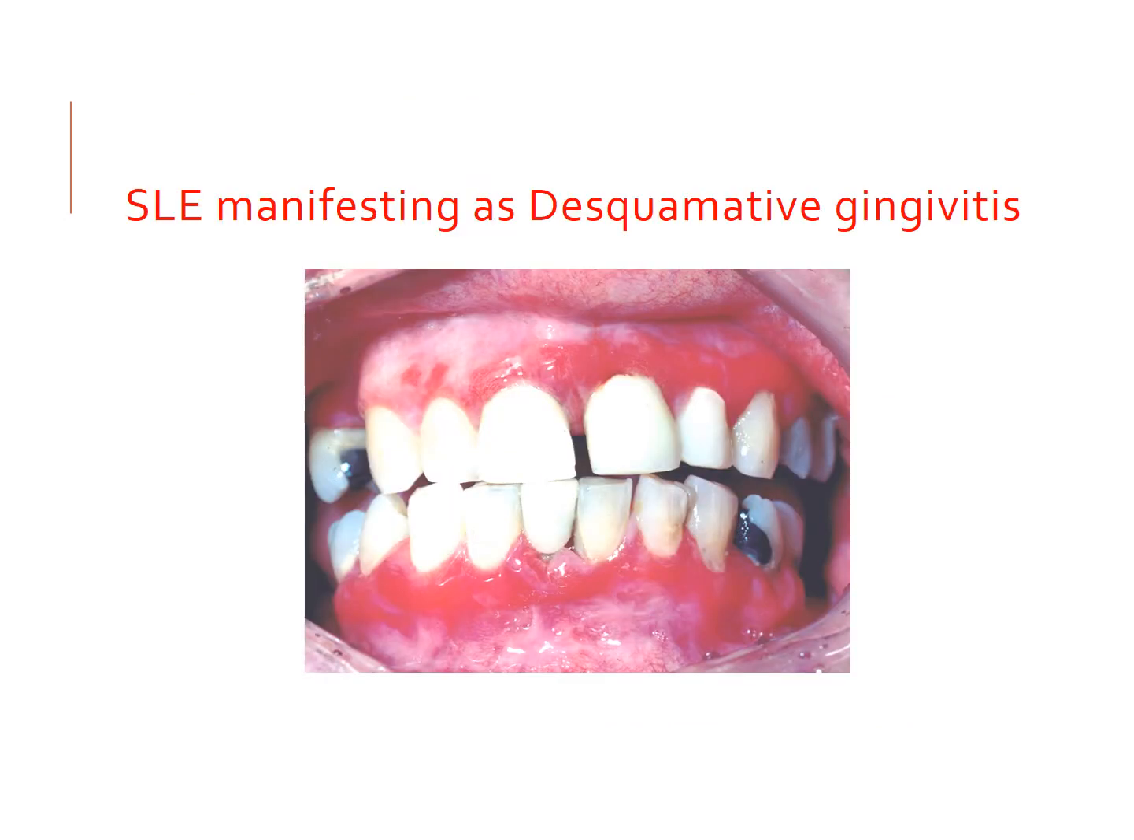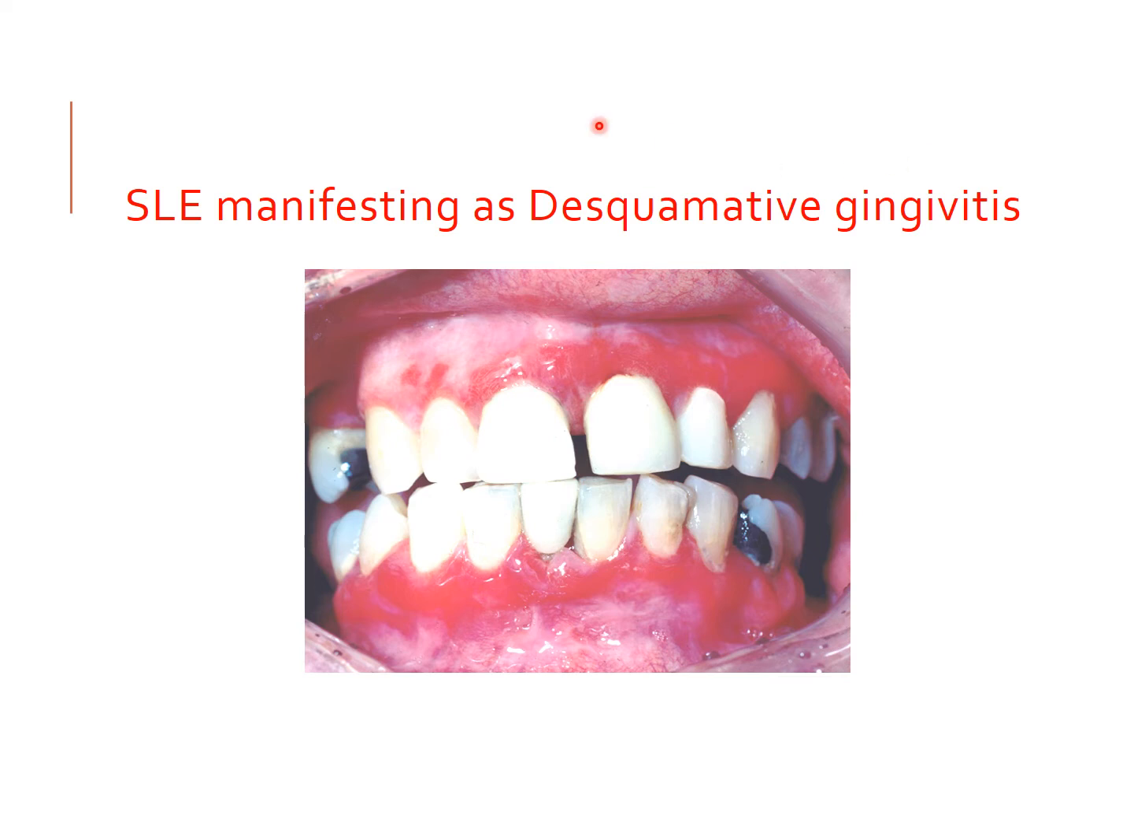So now again, this is a case of SLE manifesting as desquamative gingivitis, extremely erythematous. Now looking at this, you cannot think of it as simple gingivitis. Neither can you call it periodontitis. There is so much erythema of the gingiva, and it looks absolutely unexplained. Right, so this type of manifestation is called desquamative gingivitis. So again, let me remind you, desquamative gingivitis is a clinical finding and not a diagnosis on its own.